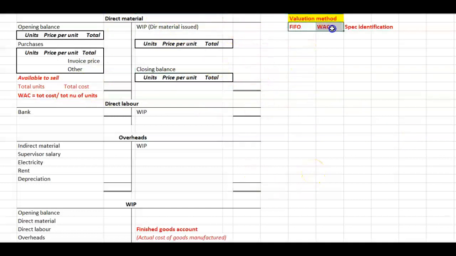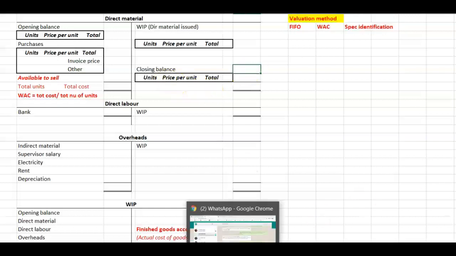So very important, what method of evaluation do I have to use in order to determine work in process, which is going to the work in process account, and what do I do with my closing balance of direct material? That direct material or raw material forms part of my total inventory figure in the statement of financial position. So in my inventory note, I will have a line item, direct material or raw material, with whatever the value is that I have calculated here.